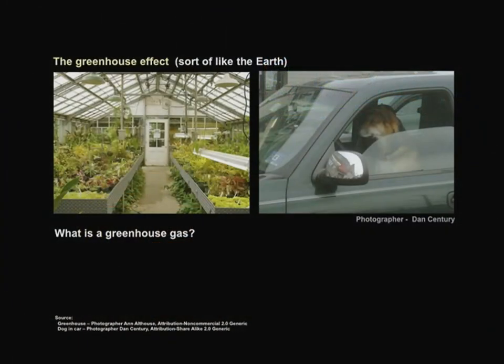So we have the greenhouse effect. Greenhouse gases are those gases in the atmosphere that absorb infrared on its way out. And so they keep that energy around the surface of the Earth longer than it would have been if that greenhouse gas were not there.